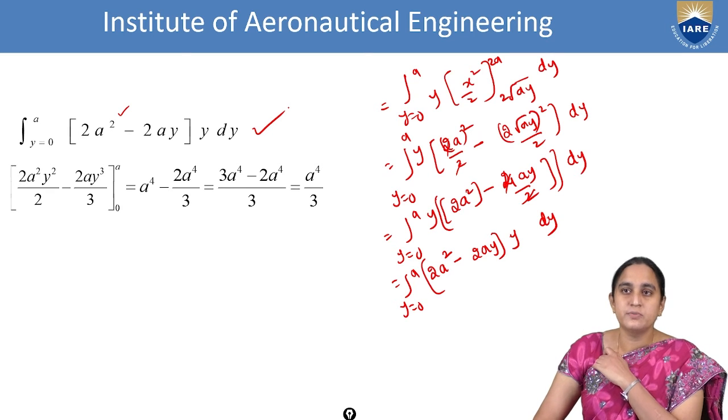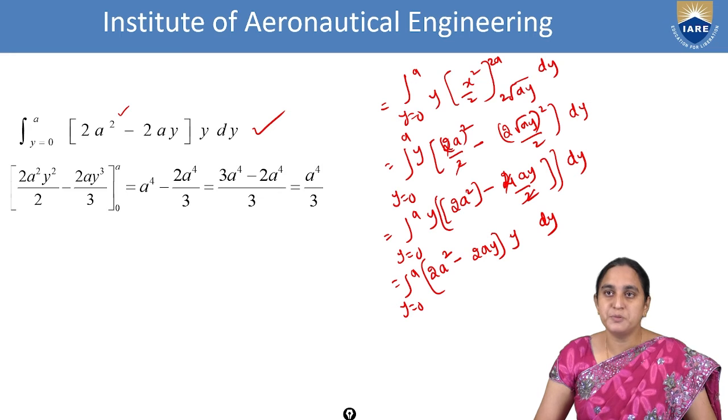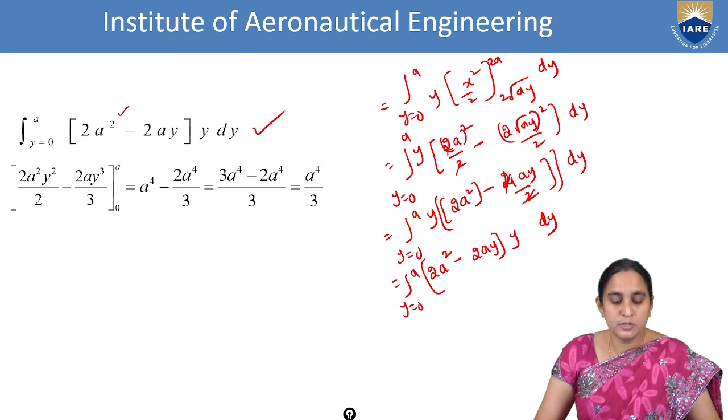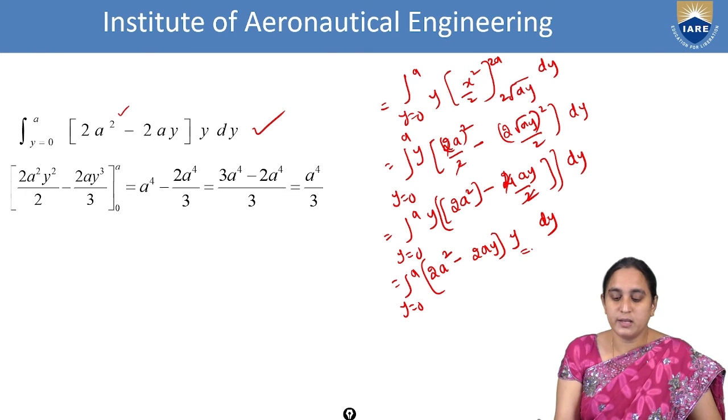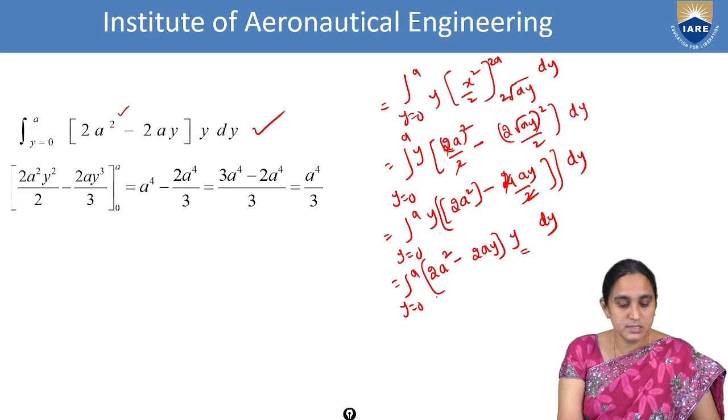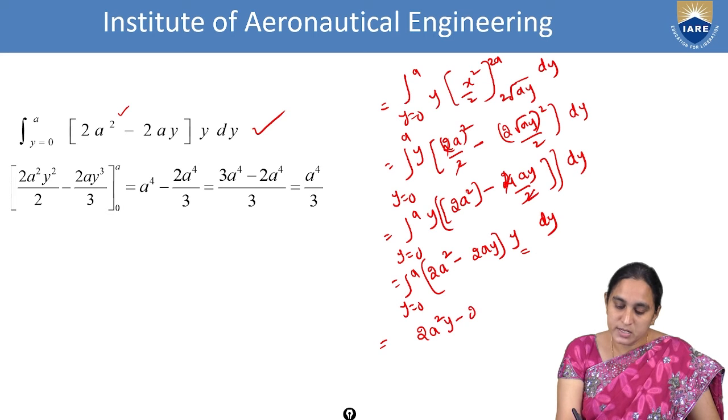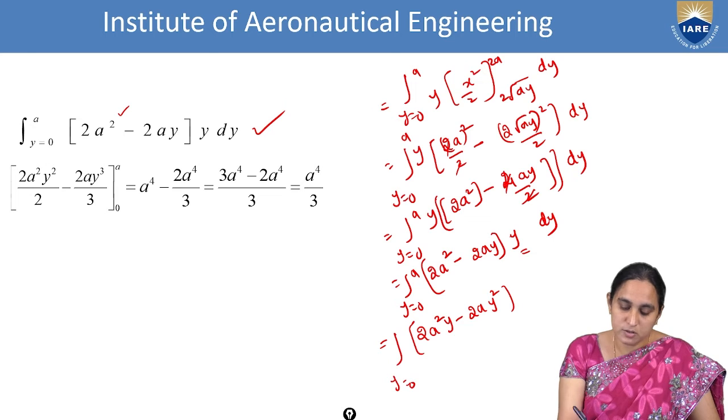After the integration with respect to x and after substituting the limit points of x, we go directly here. y from 0 to a, 2a² minus 2a·y, already here 1·y, that is y. Next, integration with respect to y: 2a² into, first I'll multiply inside the bracket with y, minus 2a into y², and the limits of integration of y are 0 to a, dy.